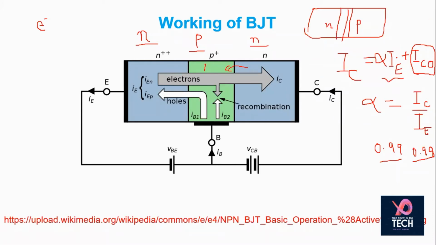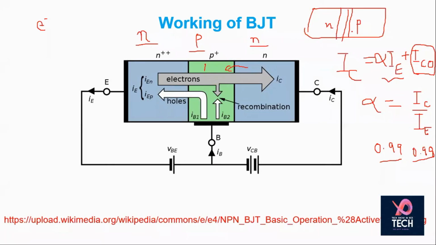Now remember these things for future reference: your collector current is equal to alpha times IE, where alpha is equal to the ratio of collector current to emitter current. Its value is 0.99 or 0.98. Alpha is never equal to 1. And also we have some reverse current between your collector and base. So this is the entire thing about your BJT.